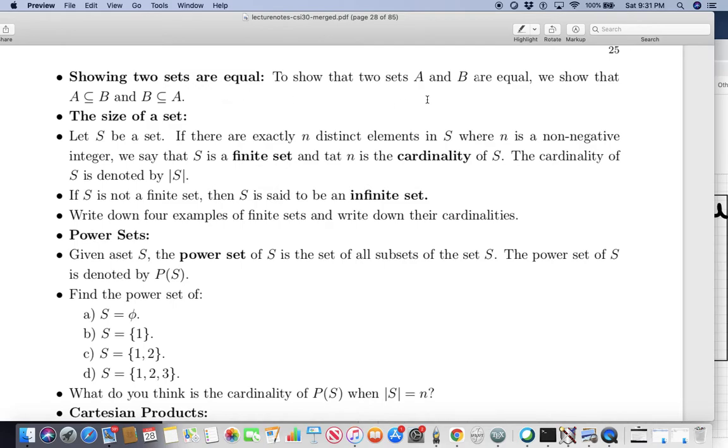to be equal. To show that two sets are equal, well, when are two sets equal? When every element here is here, as well as every element from B is here. That is, A is a subset of B and B is a subset of A. Okay, so that's how you show two sets are equal. You show that each set is a subset of the other.